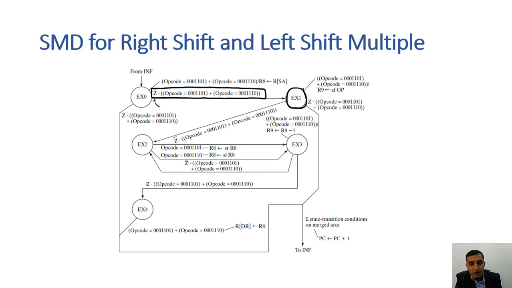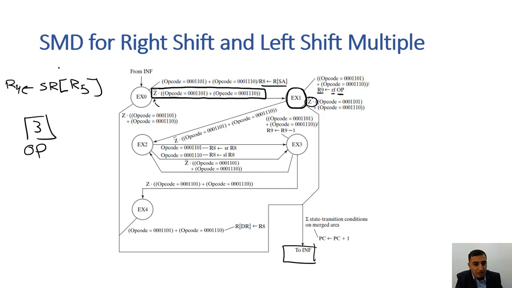In the first execute part, we are going to move the operand with 0 fill into R9. The operand will hold how many times we are going to shift right or shift left. Now, if the operand is equal to 0, then instruction fetch, stop. There's no need to shift. So again, if I want to shift right R5 and put the result into R4 3 times, the 3 times is my operand and this is my RSA.